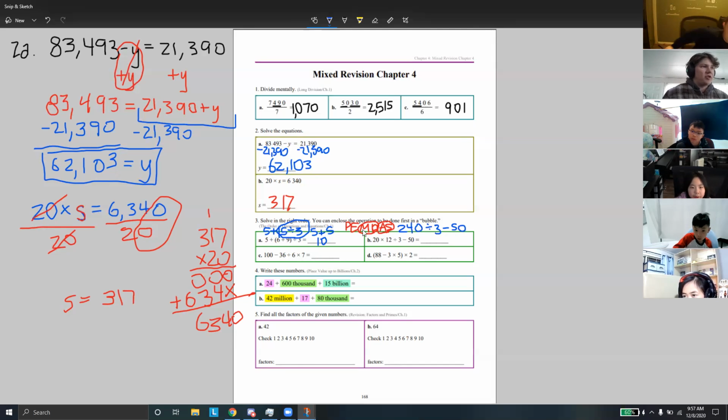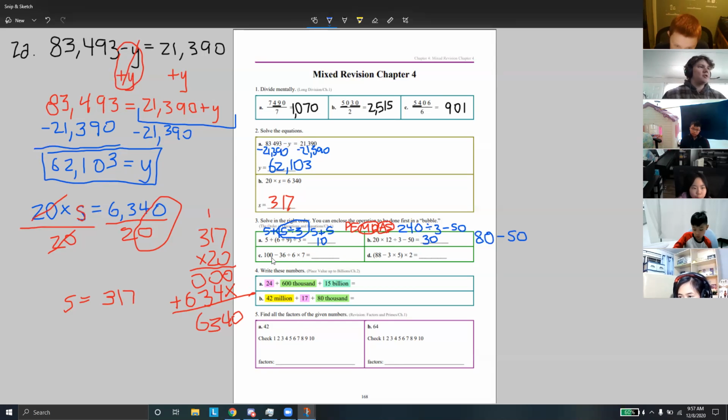There's still no parenthesis or exponent. Can we multiply or divide? Yes, 240 divided by 3. We could just do 24 divided by 3, right? And then add the 0. And so that's going to be, what, 8? 8, 16, 24. Yep. So 80 minus 50. And so can we multiply or divide? Nope. Can we add or subtract? Yes, 80 minus 50 is 30. Right? You guys get that?